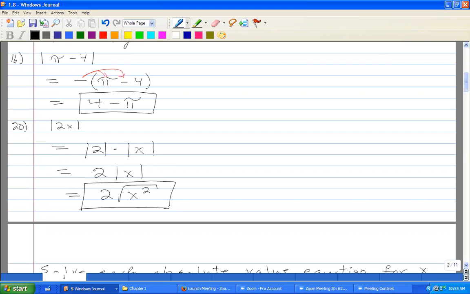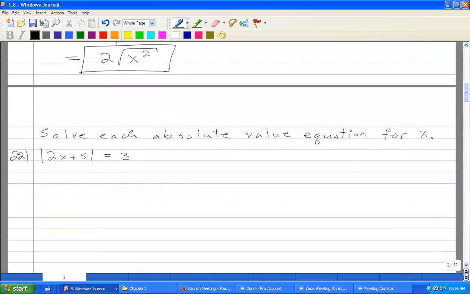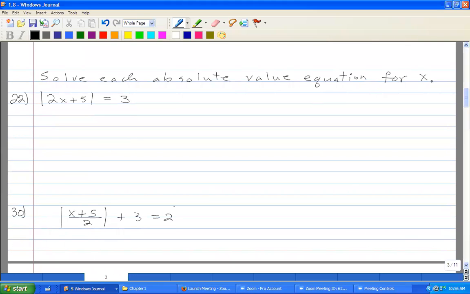Let me do problem number 22. I want to solve each absolute value equation for x. I have that the absolute value of 2x plus 5 is 3. What's inside the absolute value must either equal 3 or negative 3, because the absolute value of 3 is 3, and the absolute value of negative 3 is 3 also. So 2x plus 5 must either equal 3 or negative 3. Subtract 5 from both sides and divide by 2.